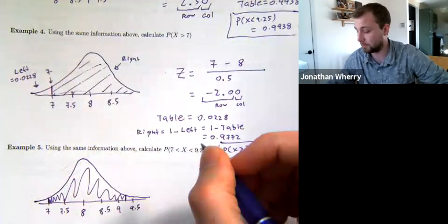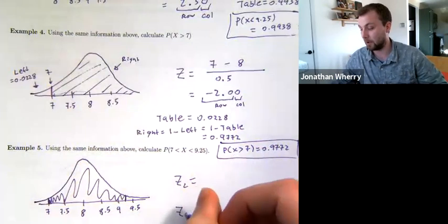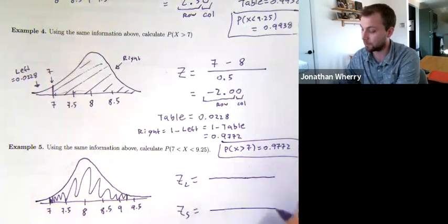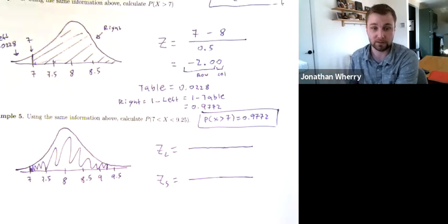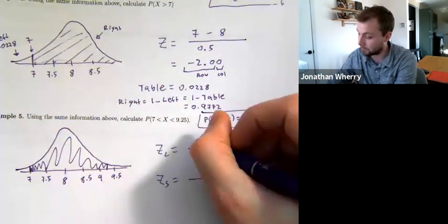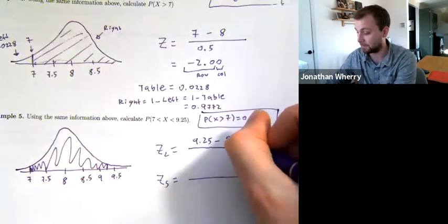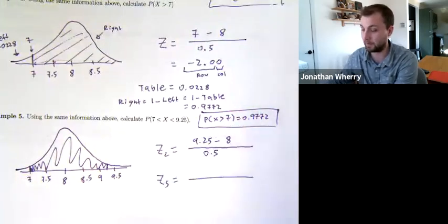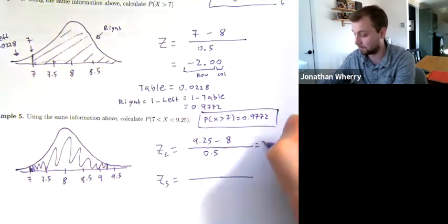When I have two values, I'm going to calculate two z-scores. I'll have a large z-score and a small z-score. To find the large z-score, I'm going to take the large value and go through the process. So I have 9.25, my large value, minus the center, 8, and I'm going to divide by the standard deviation of 0.5. I can see this looks like it's 2.5 tick marks away, 2.50.